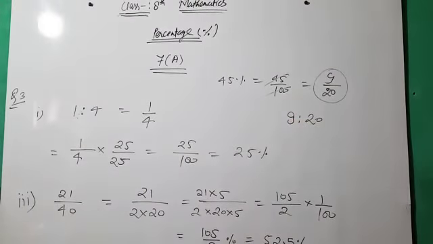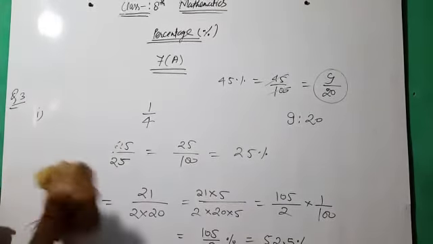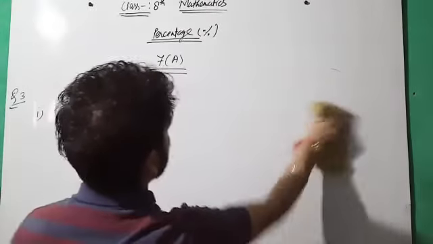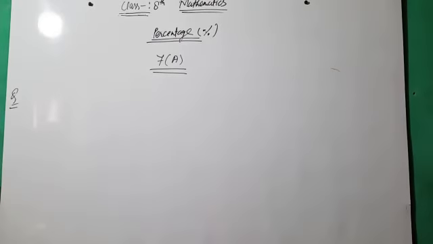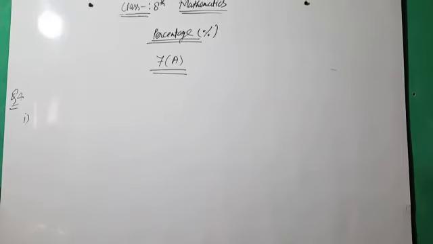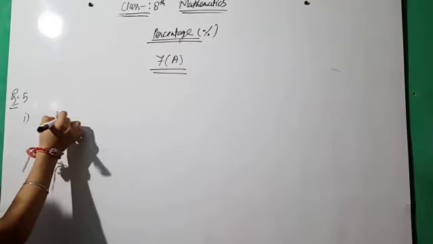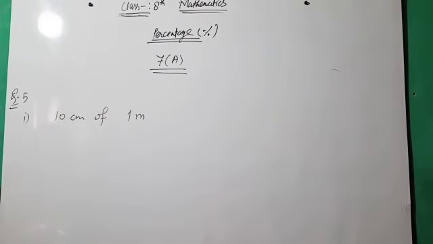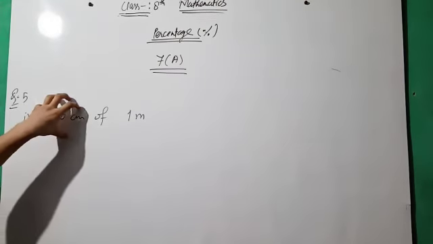Now question number 5, express the first quantity as a percentage of the second quantity. 10 centimeter of 1 meter. Very simple question है. Question number 5th, 10 centimeter of 1 meter. We have to express first quantity as a percentage of second quantity. How much this is a total percentage of this?